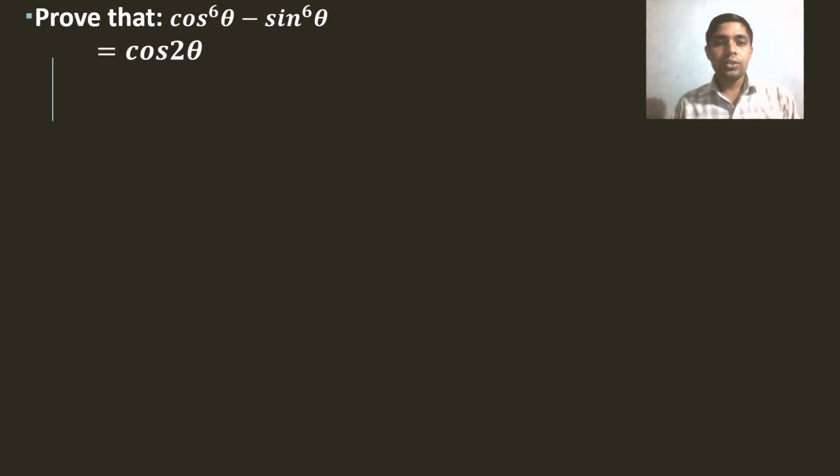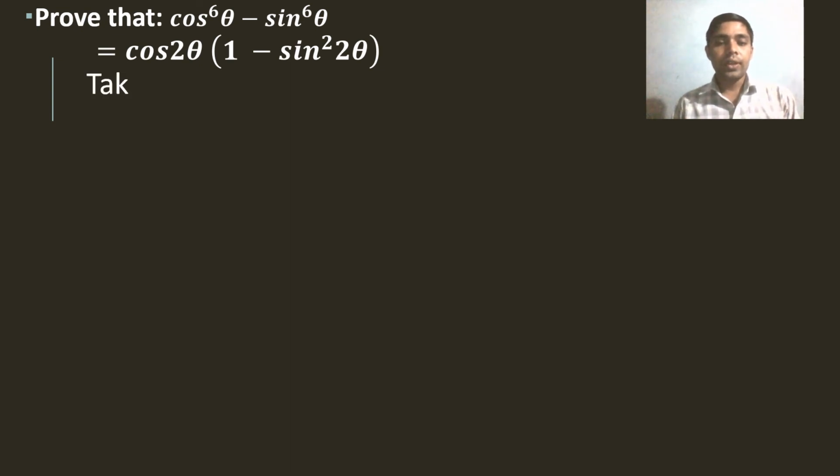Next problem we will see here. This is also of proving. Here it is, prove that cos to the power 6 theta minus sin to the power 6 theta equals cos 2 theta times 1 minus sin square 2 theta. This we have to prove.